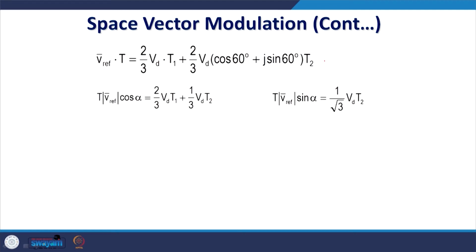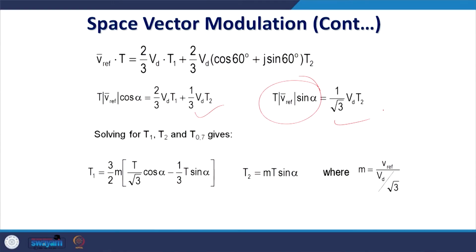Equating the real and the imaginary parts, we can write V ref cos alpha equals 2/3 Vd into T1 plus 1/3 Vd into T2. Similarly, V ref sin alpha equals 1/3 Vd into T2. These are the equations. From there you can calculate the times. So, T1, T2 and T0 you can directly substitute, where M you can write like this.